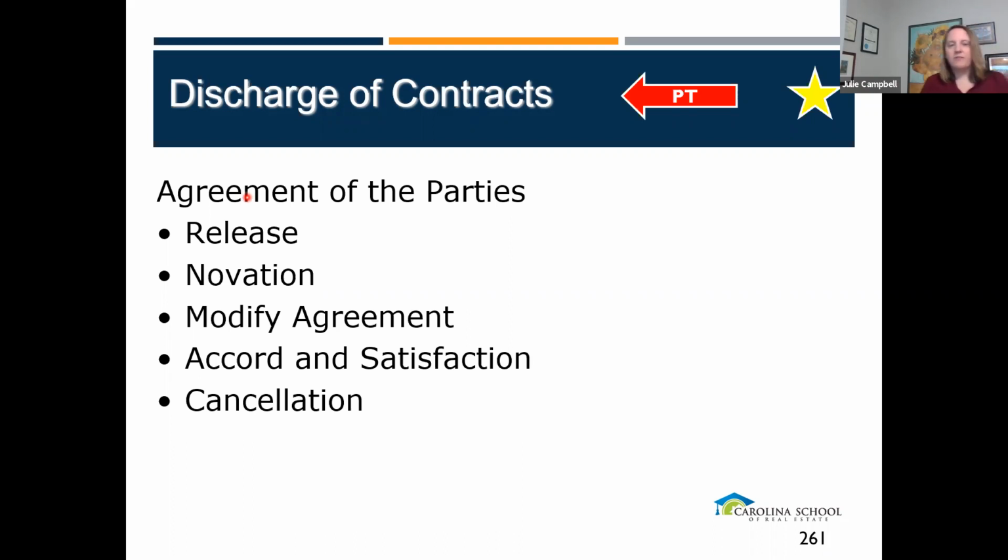The old school way of doing it was actually taking your paper contract and writing the word cancel across it. The parties could agree to just cancel the contract. So, agreement of the parties: we agree to get into the contract together, we can agree to get out.